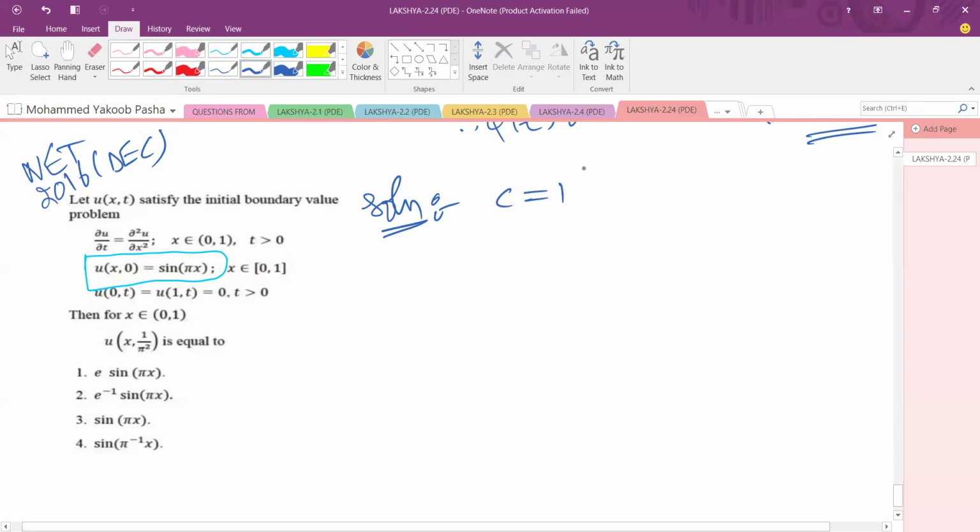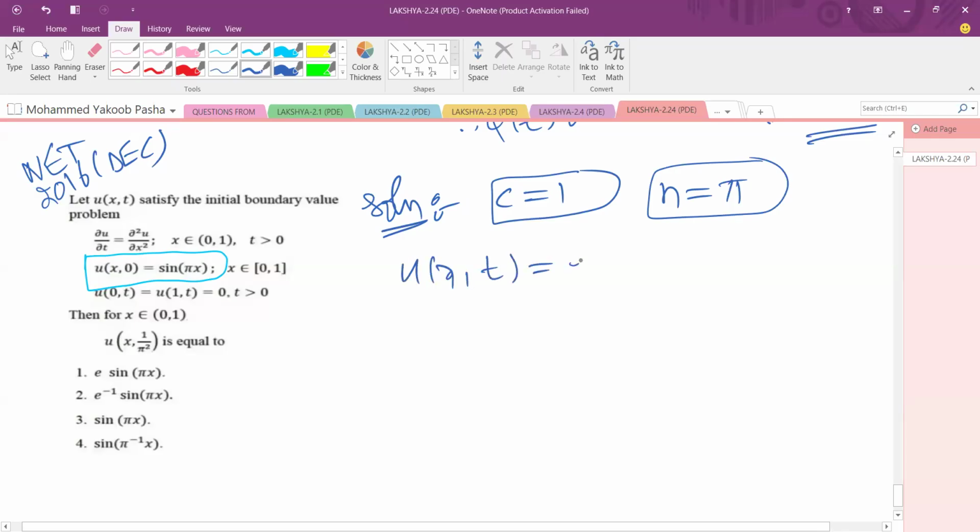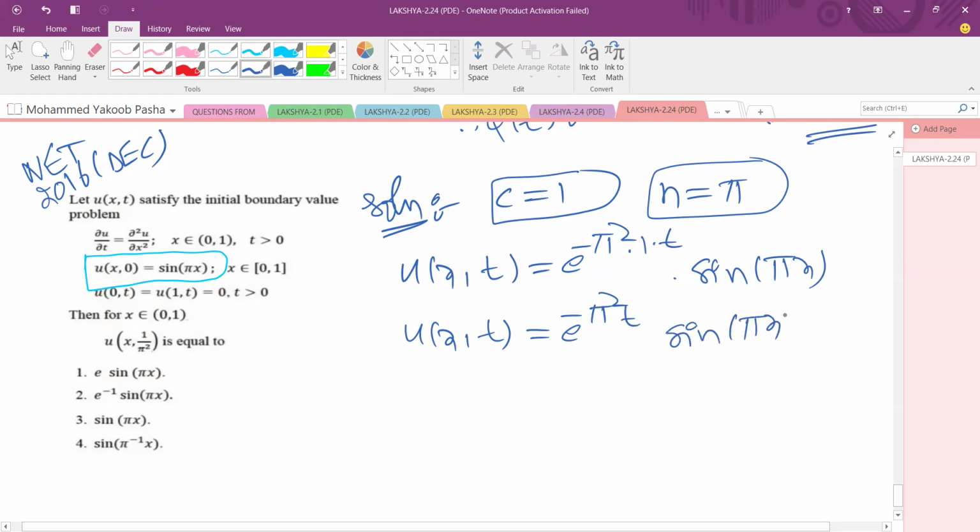So first I am writing my c value. What is my c? c is equal to 1. And what is my n? You can see the initial condition, that is sin pi x. So my n is pi. And the general solution is, therefore, u of x comma t is equal to e power minus n square into c into t into sin pi x. This is my general solution. So u of x comma t is equal to e to the power of minus pi square t into sin pi x.